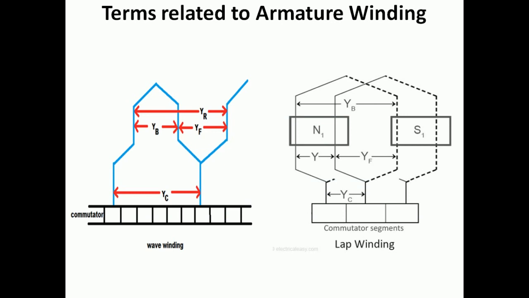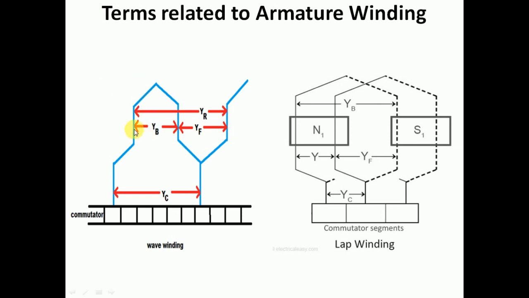Before understanding the difference between lap winding and wave winding, you must be thorough with some more terms, that is front pitch, back pitch, resultant pitch and commutator pitch. In this diagram, front pitch is indicated as YF, back pitch as YB, resultant pitch as YR and commutator pitch as YC. The front pitch is defined as the distance between the second conductor of the first coil and the first conductor of the next coil, measured in terms of armature slots, connected through the front end.